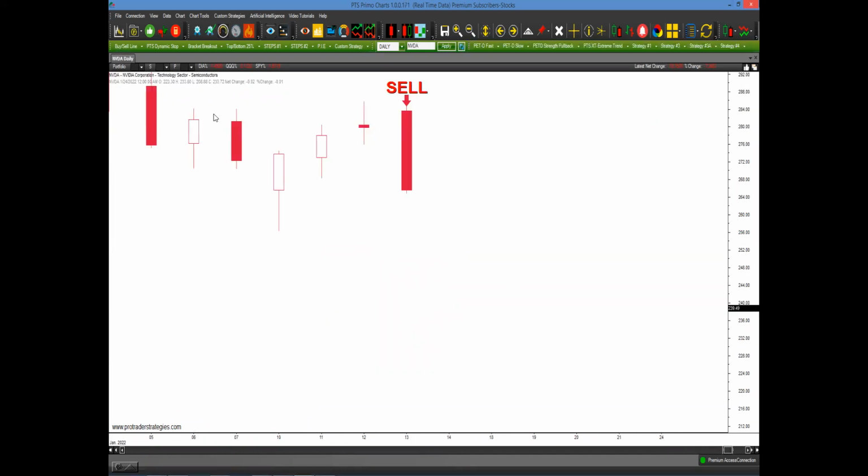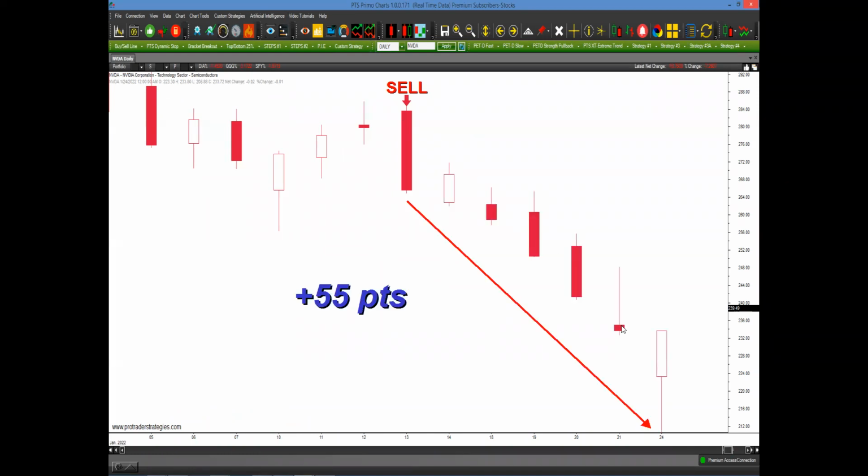Now, as we see here in the video, we see that we're going sideways here, right? Kind of a rangy market, down, back up, back down. But a strategy 4 sell signal was generated here, and it was colored red by the PET-D. Had you taken that signal on the 13th of January, coming into a couple of weeks ago, you could have potentially captured 55 points.